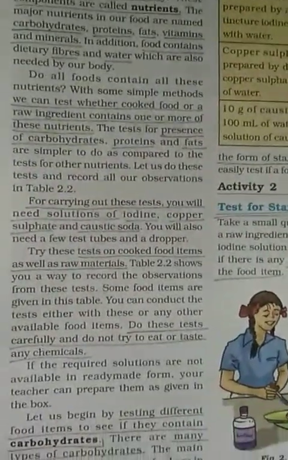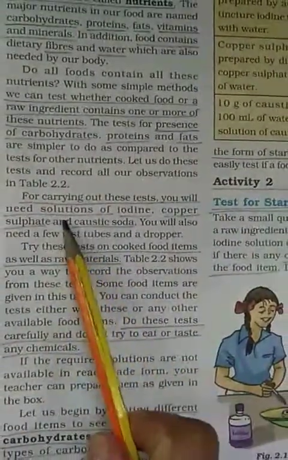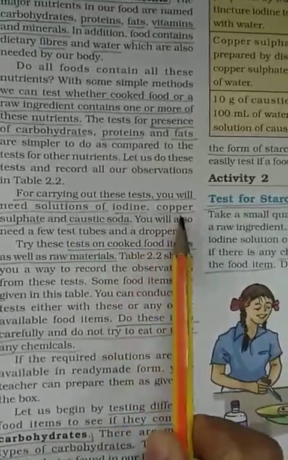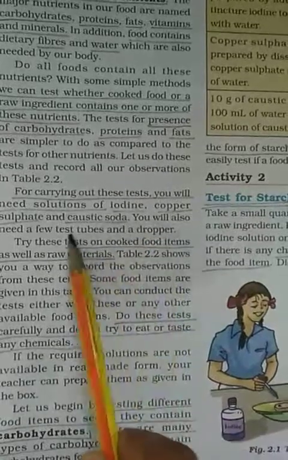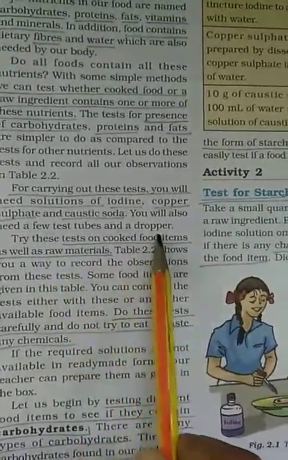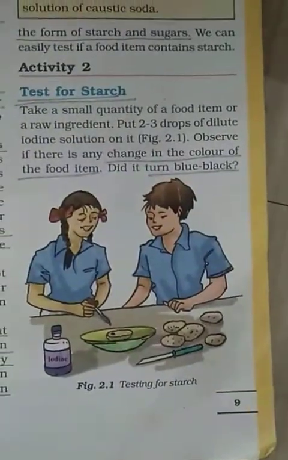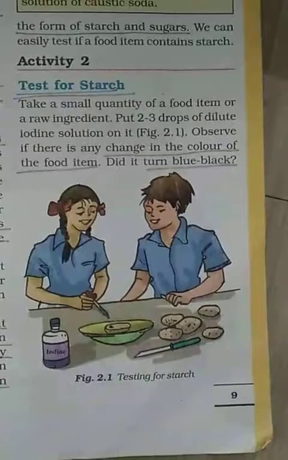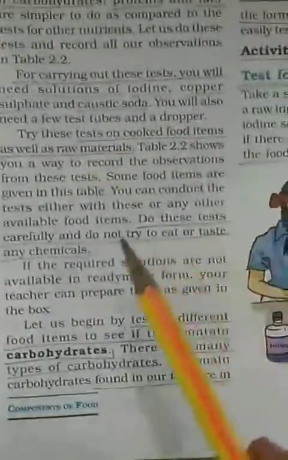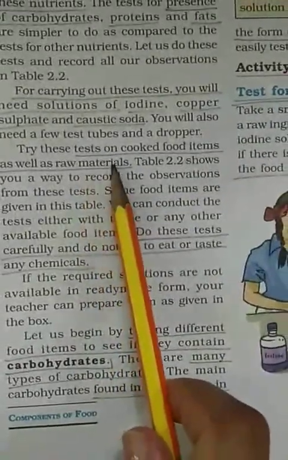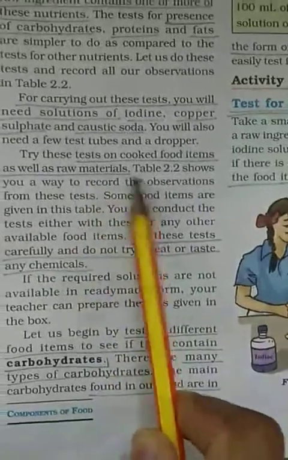Okay, so how will you carry out this test? For carrying out this test, we need solutions of iodine, copper sulfate and caustic soda. We also need a few test tubes and a dropper. You can see here that a boy and a girl have the solution of iodine, test tubes and some raw ingredients. Try these tests on cooked food items as well as on raw materials.